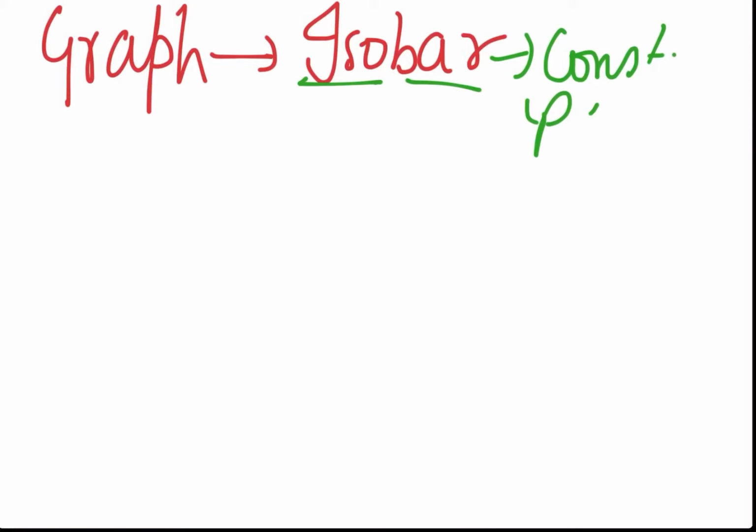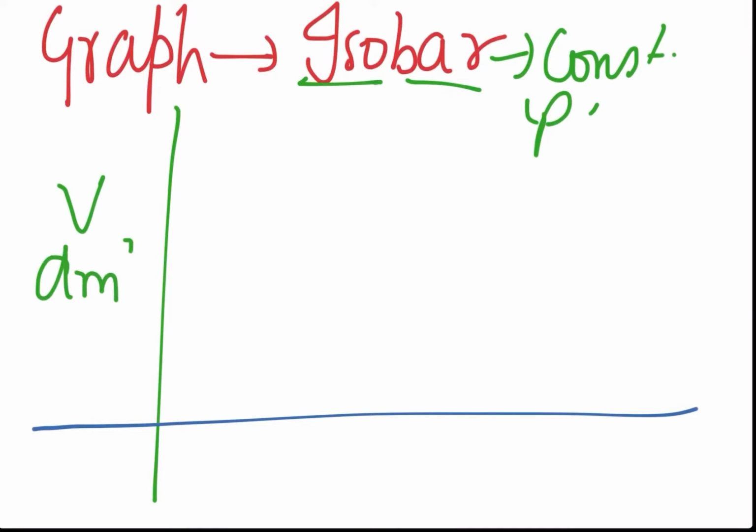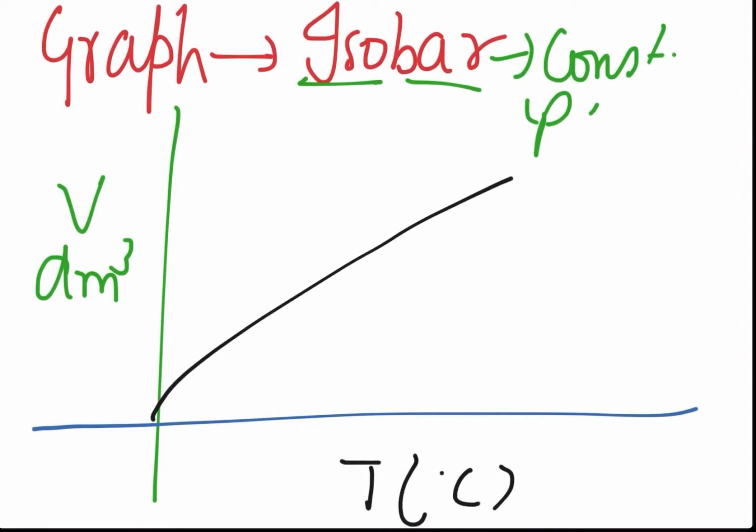Now if I plot the graph for temperature versus volume, let me put the volume on the y-axis and temperature on the x-axis. So this is the graph I am drawing. So this is my volume on the y-axis. It is measured in decimeter cube for me, and I have temperature as well, which is measured in degrees Celsius. Okay, alright. Now temperature and volume are directly proportional, so I will draw this graph as a directly proportional straight line.